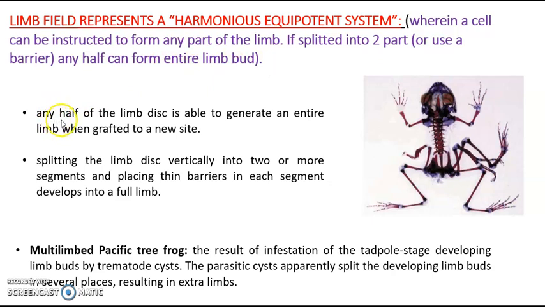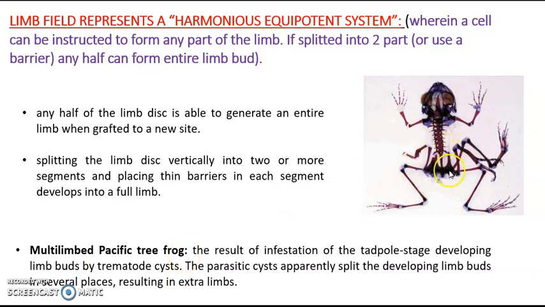So first, any half of the limb disc is able to generate an entire limb when grafted to a new site, and another attribute is splitting the limb disc virtually into two or more segments and placing thin barriers in each segment, which develops into a full limb. So we can see an example that occurs in nature, that is in the case of the multi-limbed Pacific tree frog.